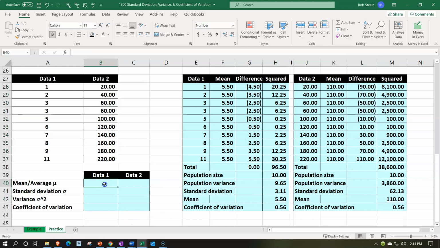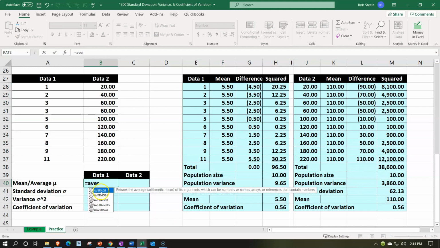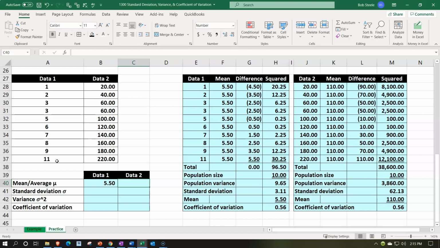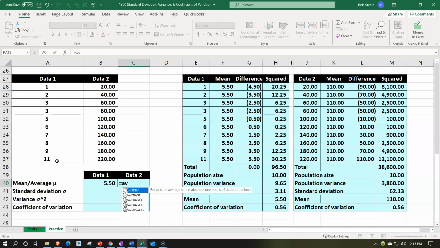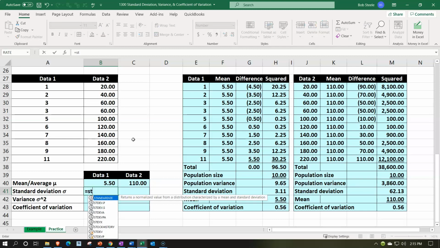So if we have over here, we could do this with the calculations with Excel, though. The average would be the mean, and the calculation in Excel is AVERAGE. So we'll take the average of these, 5.5, and for data set 2, if we took the average, equals AVERAGE, double clicking on that and just selecting the data like you would with the sum function. There we have it. If we take the standard deviation, I would type in ST, and then you've got the standard deviation P or S.